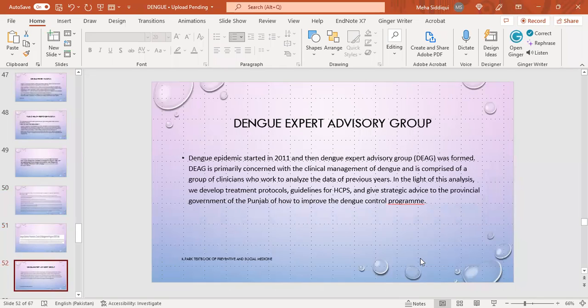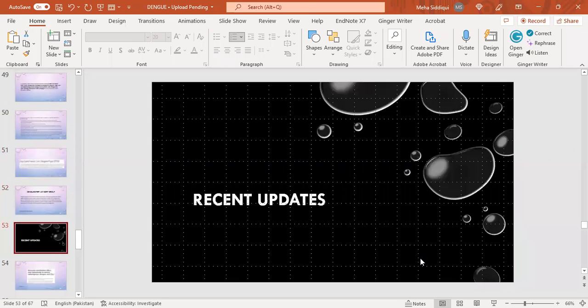Then we have the Dengue Expert Advisory Group. The dengue epidemic started in 2011 in Pakistan. Then the Dengue Expert Advisory Group was formed, and it is primarily concerned with the clinical management of dengue and is comprised of a group of clinicians who work to analyze the data of previous years. In the light of this analysis, we develop treatment protocols and guidelines, and give strategic advice to the provincial government of Punjab on how to improve the dengue control program.